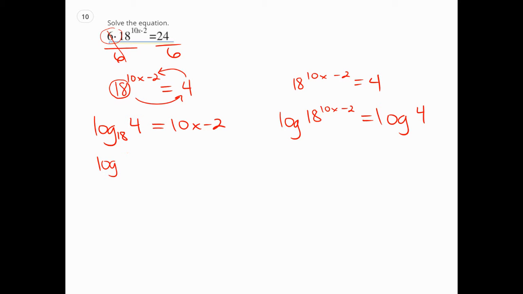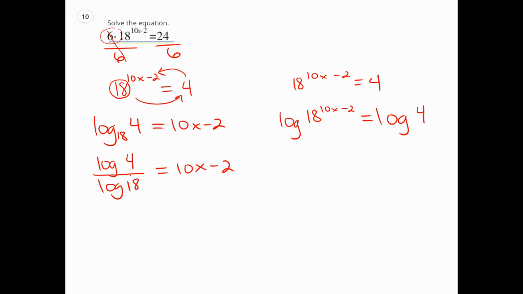So we have log 4 and then log 18. That's our change of base formula that we used last test for part 1. So the base number always goes in the bottom, and now it's a common log. Then on the right-hand side, we still have 10x minus 2.